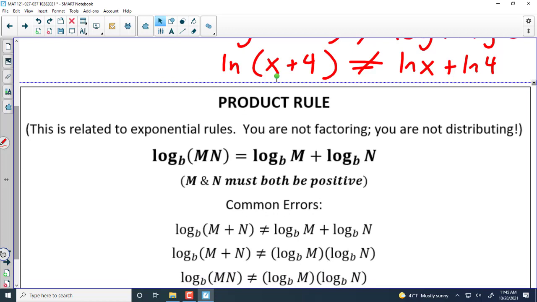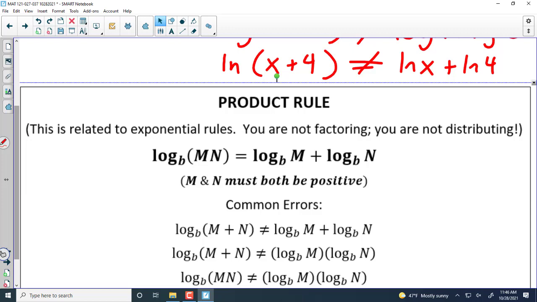This is the product rule, everyone. And I even said in the rule itself, this is related to exponential rules. You are not factoring, you are not distributing. What happens, everyone, is if you have the logarithm of two things getting multiplied, then that is the logarithm of the first thing plus the logarithm of the second thing. This is not the distributing property. This is a logarithm property.